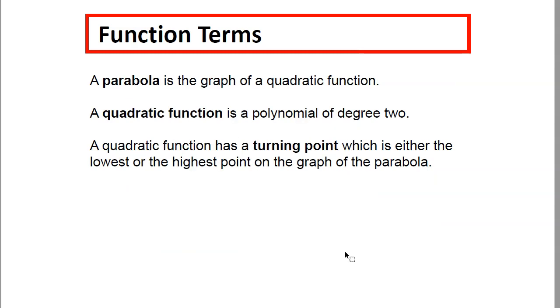A parabola is the graph of a quadratic function, and a quadratic function is a polynomial of degree 2. A quadratic function has a turning point, which is either the lowest or the highest point on the graph of the parabola.